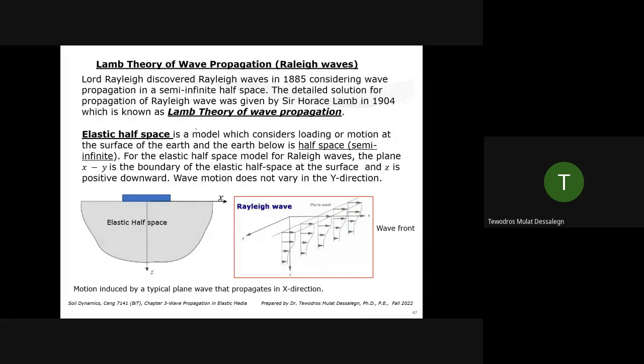And Lamb's theory of wave propagation for Rayleigh waves. This theory is from a scientist called Lord Rayleigh. He discovered the Rayleigh waves in 1885. But a detailed mathematical formulation for Rayleigh waves was developed by Sir Horace Lamb in 1904. And this theory is what is called Lamb's theory of wave propagation. That's specifically for Rayleigh waves. Now, if you have an elastic half space like this, you can have a foundation, then below the ground, the Rayleigh waves are traveling around the surface or slightly in the shallow area.